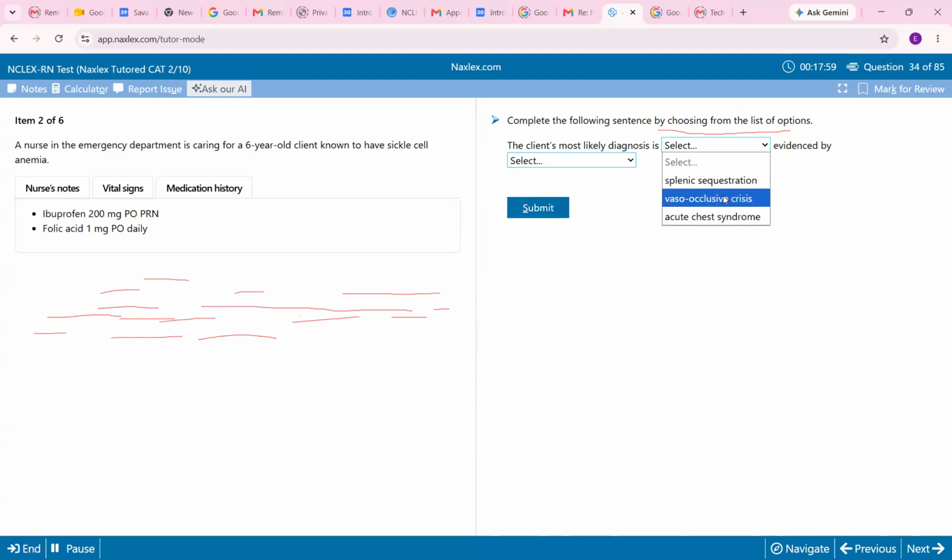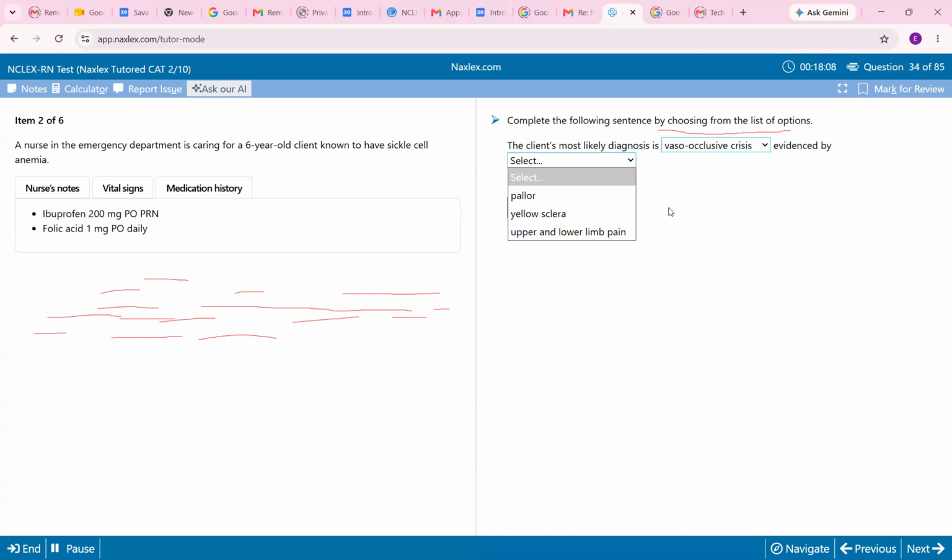Vaso-occlusive crisis, evidenced by... can I show you that one? Pallor, sclera, upper and lower limb pain. I think it must be upper and lower limb pain.